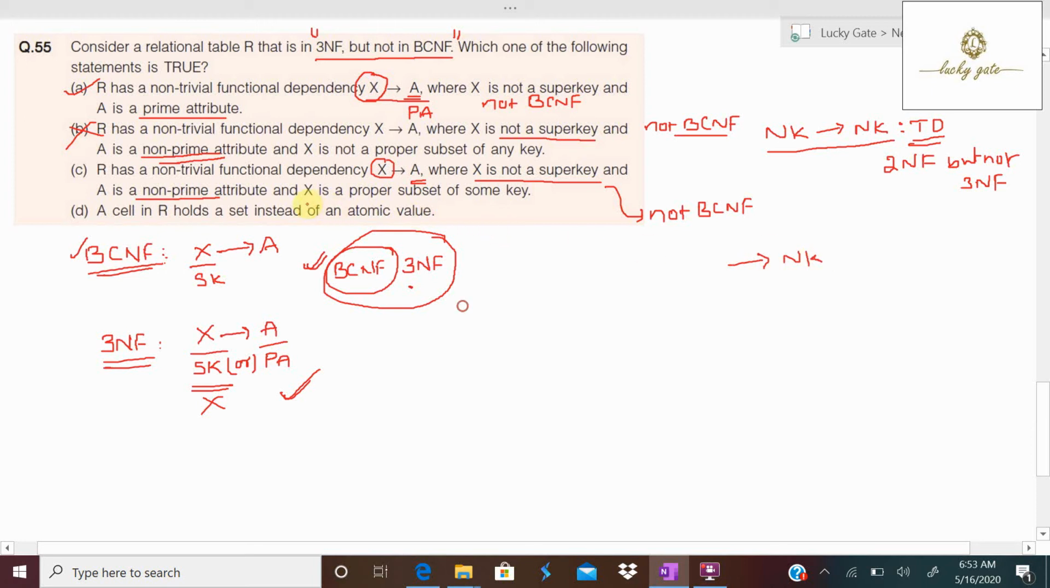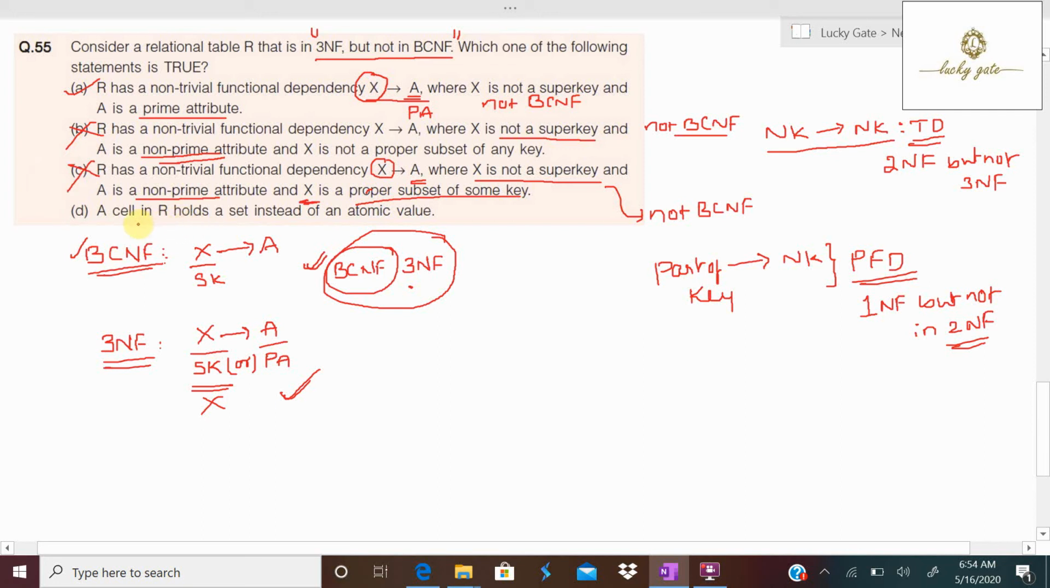It means the right side is a non-key. And it is also mentioned X is a proper subset of some key. A proper subset of some key we call part of some key. It means the dependency is of the form part of key to non-key, which we call a partial functional dependency. If a relation has a partial functional dependency, such relations are in 1NF but not in 2NF. So it is not in 2NF, which means it is definitely not in 3NF. So option C is also incorrect.